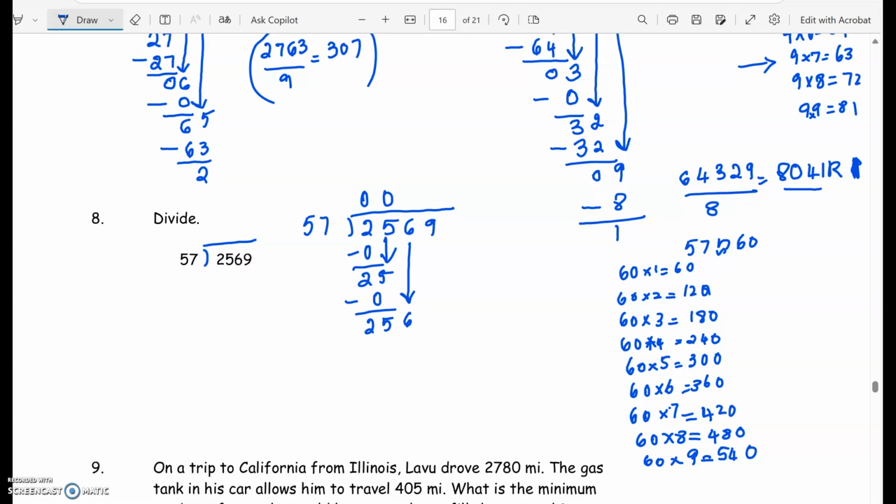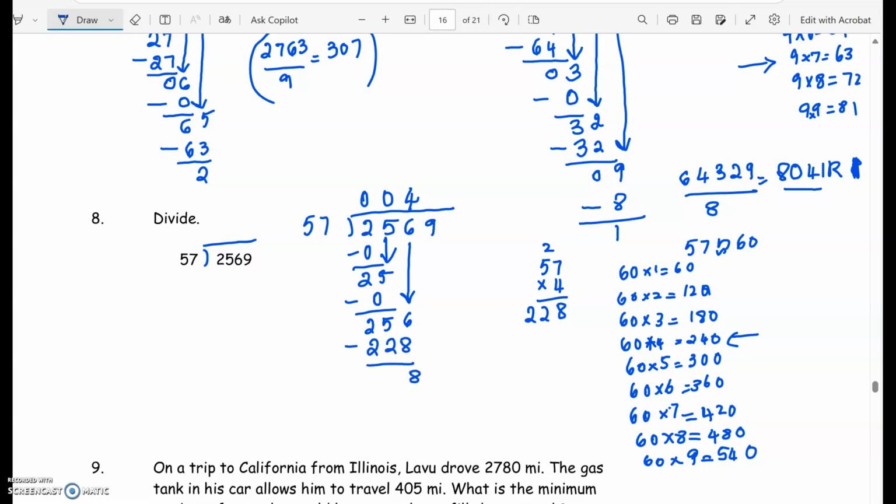Bring the 6 down. How many times does 57 go into 256? That's not an easy question to answer right away. But we know that 60, which is pretty close, goes 4 times into 256, because 60 times 4 is 240. So 57 should be pretty close. 57 times 4. 7 fours are 28. 5 fours are 20, plus 2, 22. So 57 times 4 is 228.